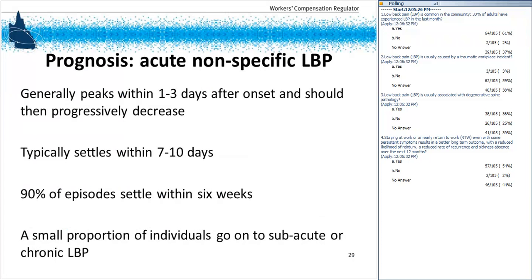So what's the outcome, Doc? What's the prognosis? Look, in most cases, it's going to settle fairly quickly, and in fact 90% of episodes of low back pain will settle within 6 weeks. Unfortunately, a small proportion of people do go on to suffer subacute or chronic low back pain.